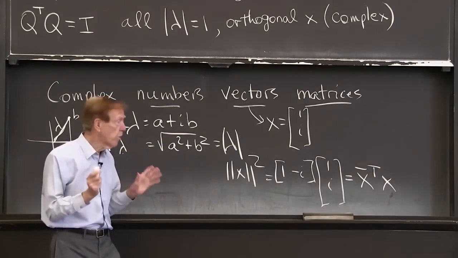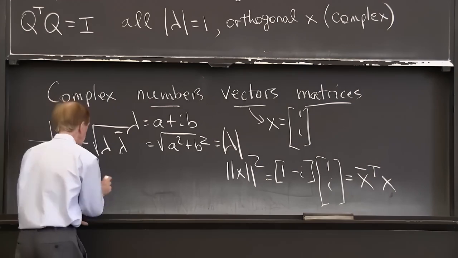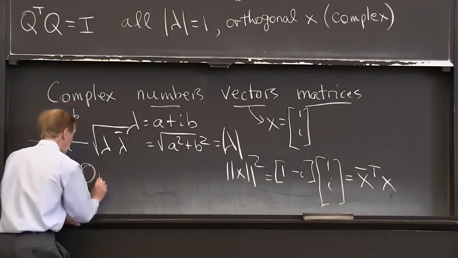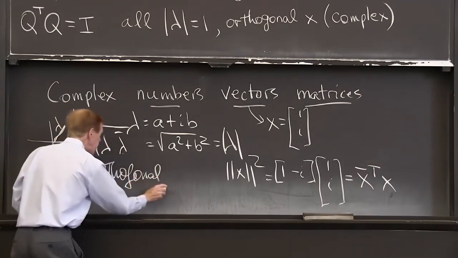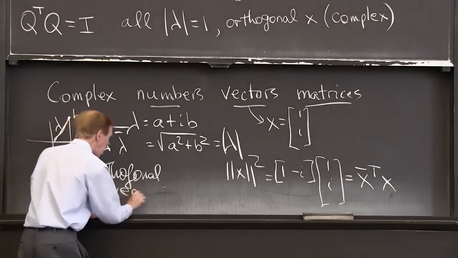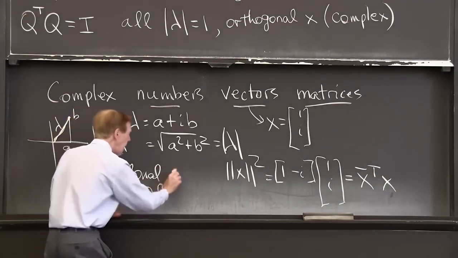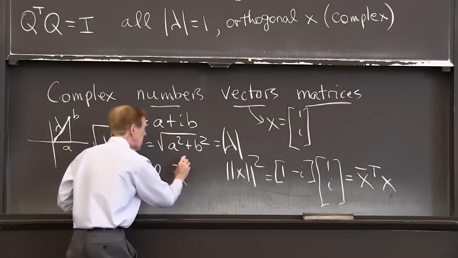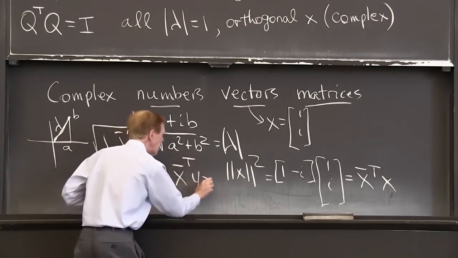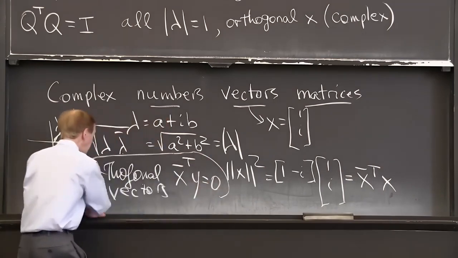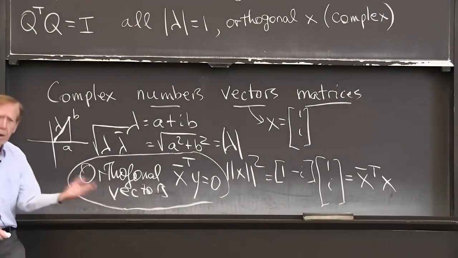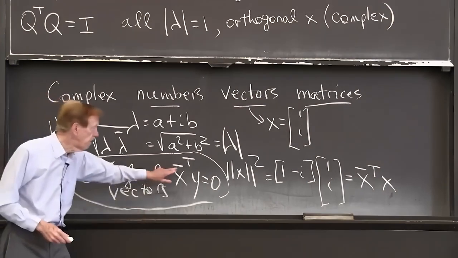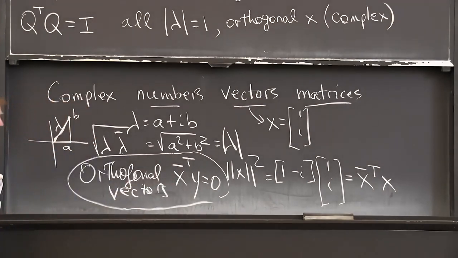So that's really what orthogonal would mean. Orthogonal complex vectors mean that x conjugate transpose y is 0. That's what I mean by orthogonal eigenvectors when those eigenvectors are complex. I must remember to take the complex conjugate. And I also do it for matrices.